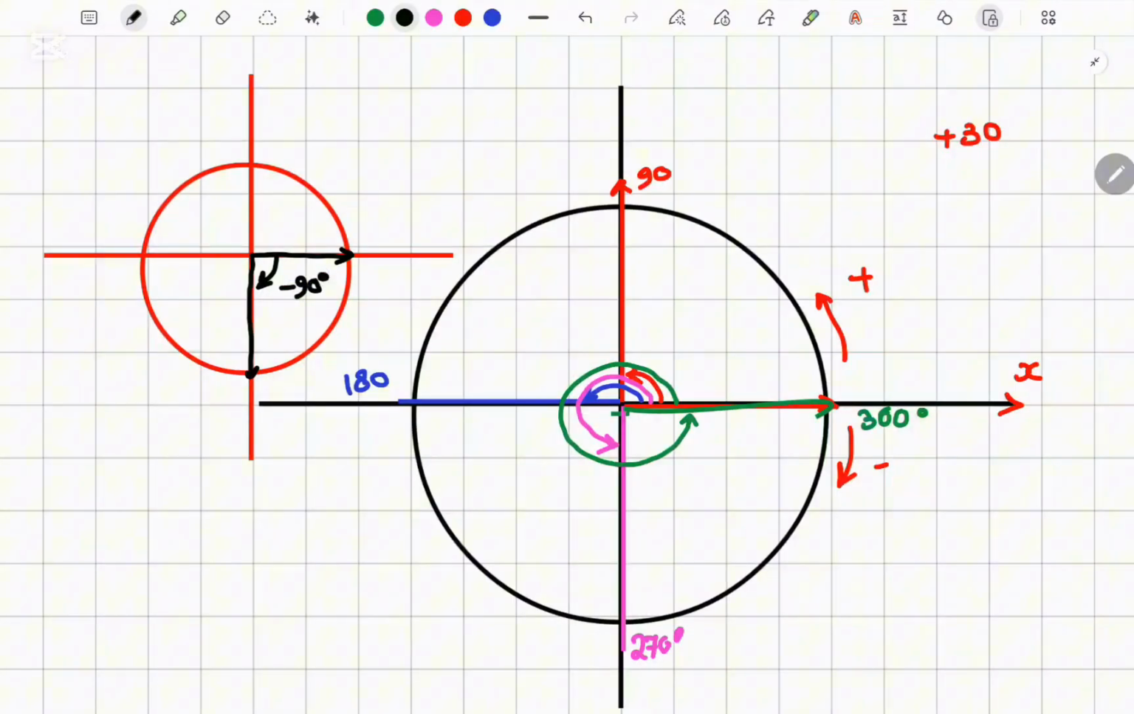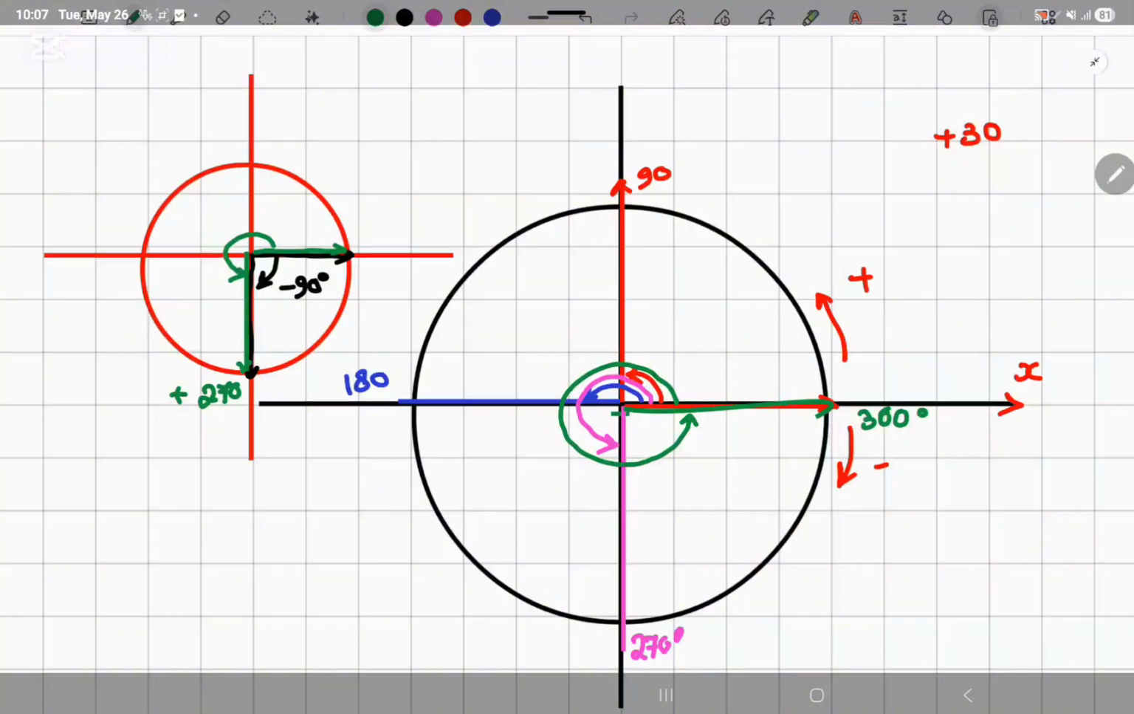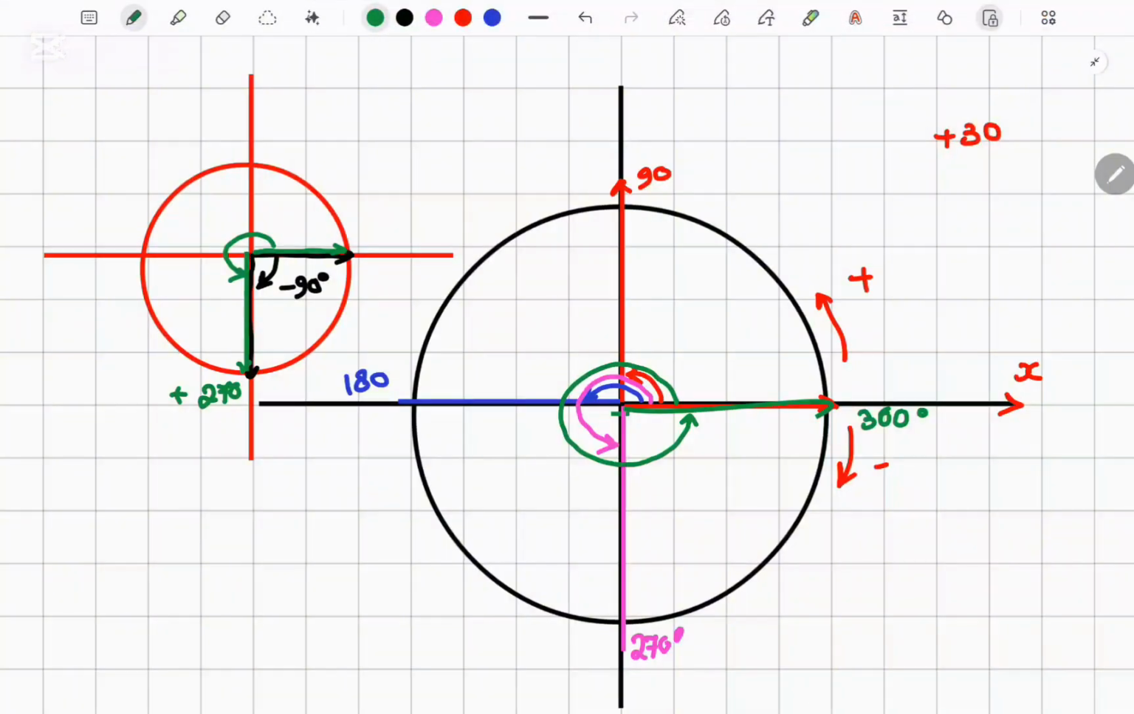But what if I wanted to show positive 270 degrees? Again, the initial side is here, and if I want to go 270, I have to go all the way up to here. I have to use technology. So that's going to be 270 degrees as well. I want you to pay attention to the fact that these two angles are located in the same place, but they are different. One of them is negative 90 degrees and the other one is positive 270 degrees.